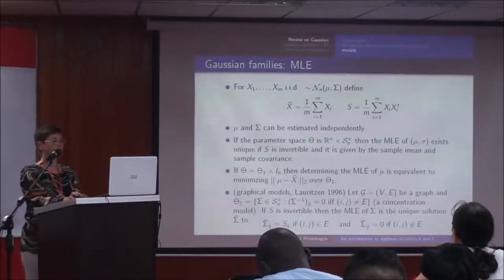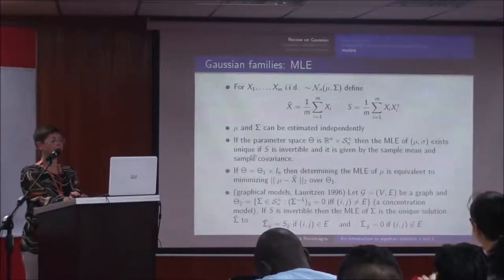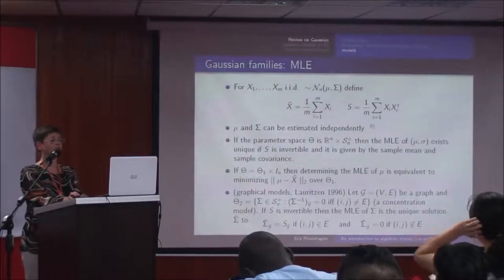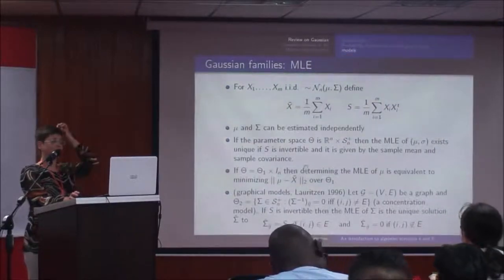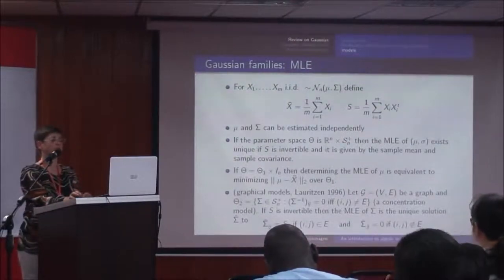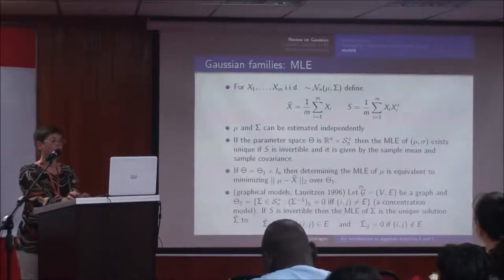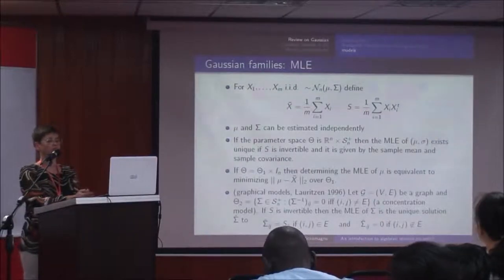Here, I'm just making notes: if the parameter space is the full space, then we know that the MLE of mu and capital Sigma exists and is unique if the sample covariance is invertible, and is given exactly as I said. If instead I have some constraints on my parameter space, then I will most likely find the maximum of the likelihood function on the boundary of this space.